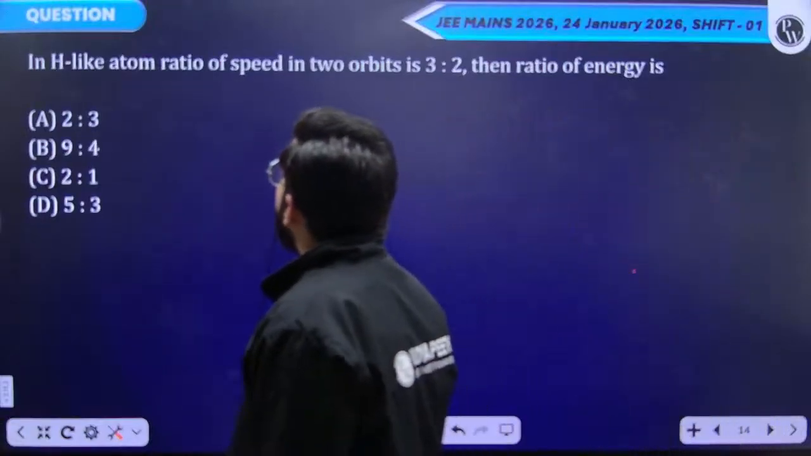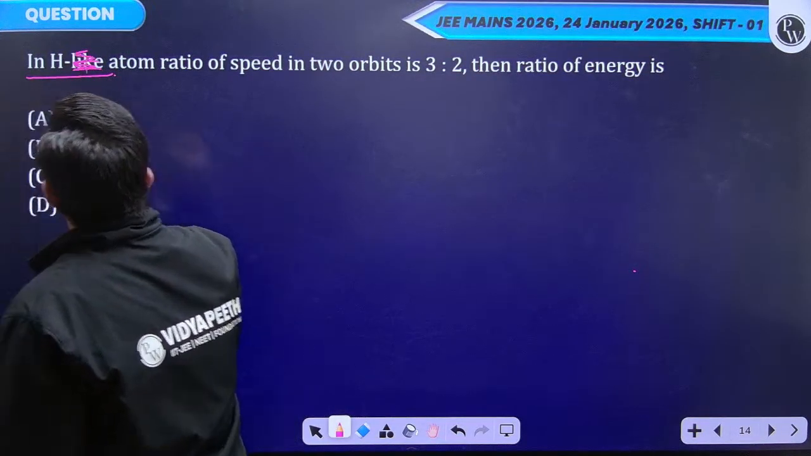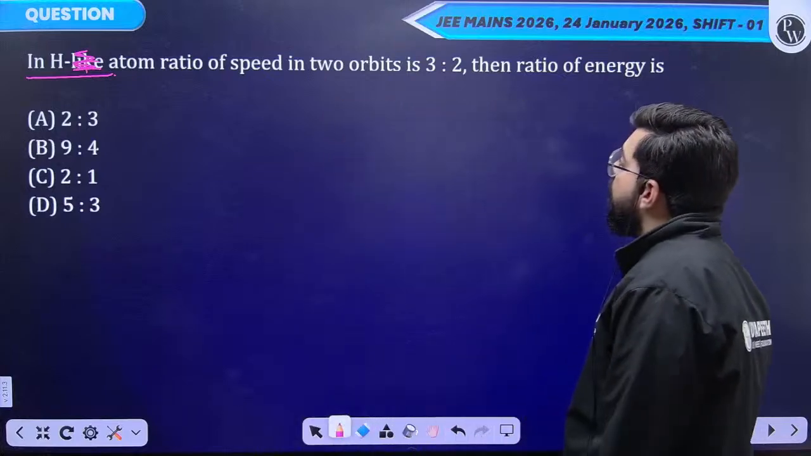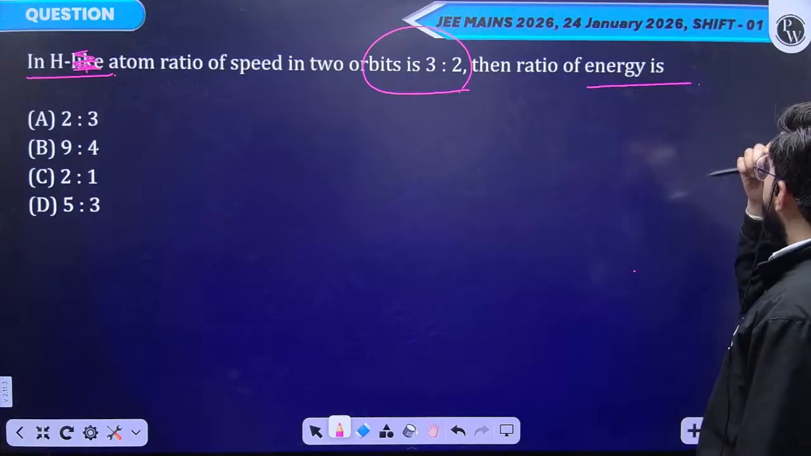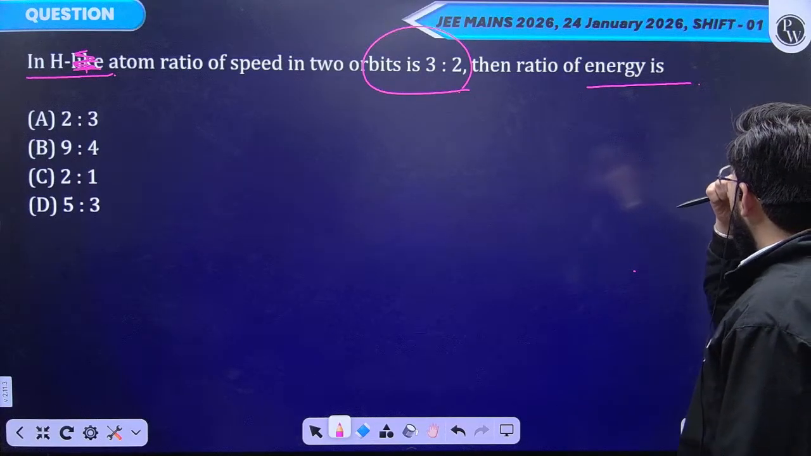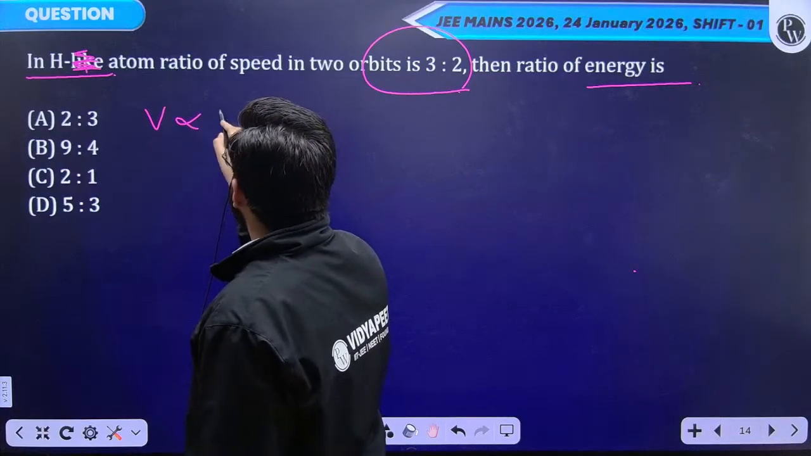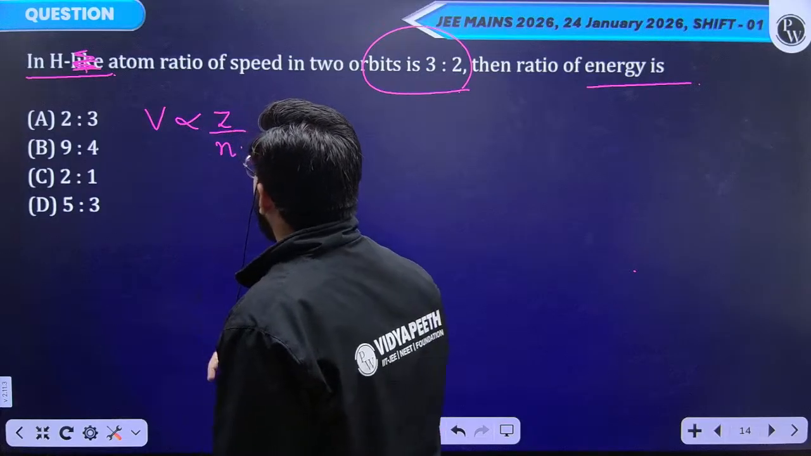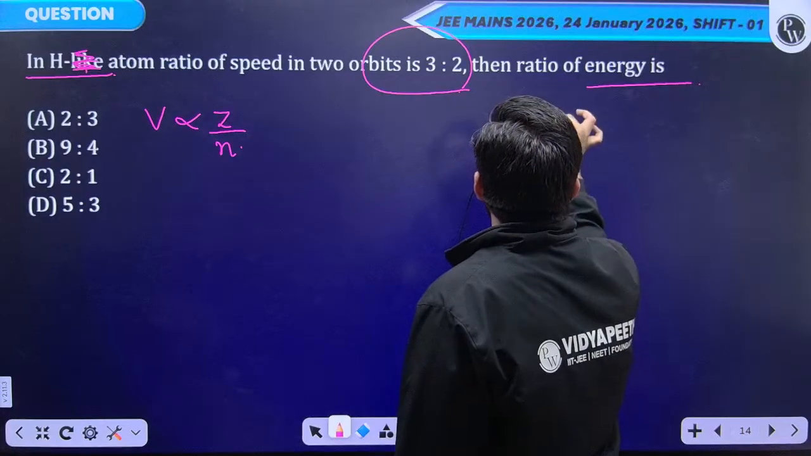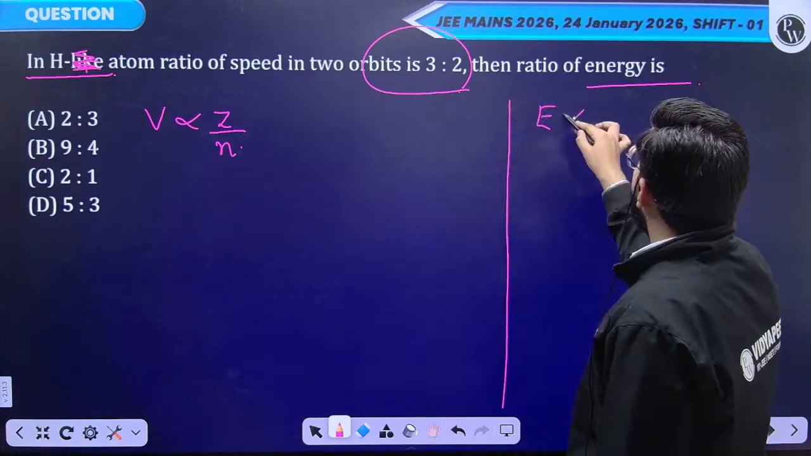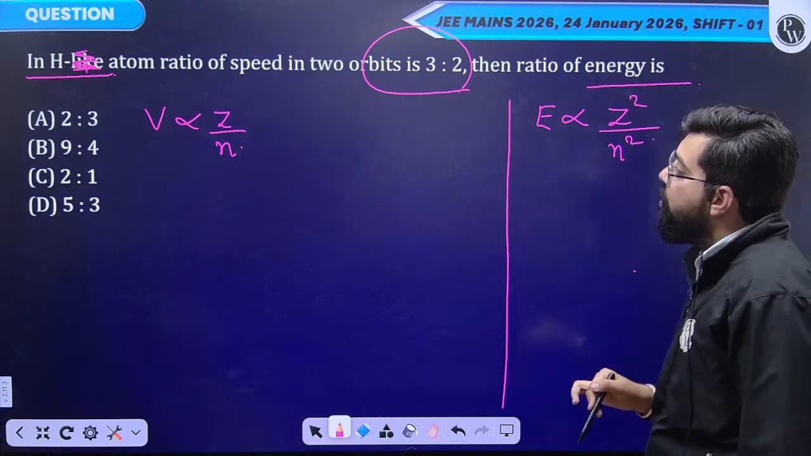Yes, it's very simple. In a hydrogen-like atom, the ratio of speed in two orbits is given as 3:2. Then we have to find the ratio of energy. For that we have relations. One relation is: v is proportional to Z upon n, v proportional Z by n. And another, in terms of energy, E is proportional to Z square upon n square.